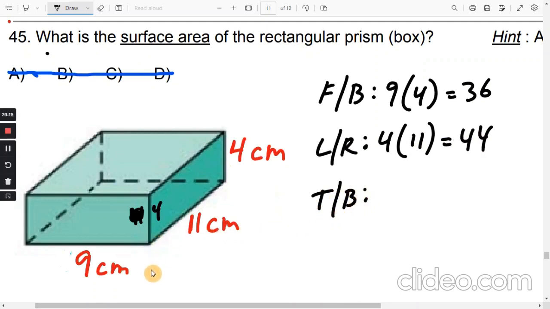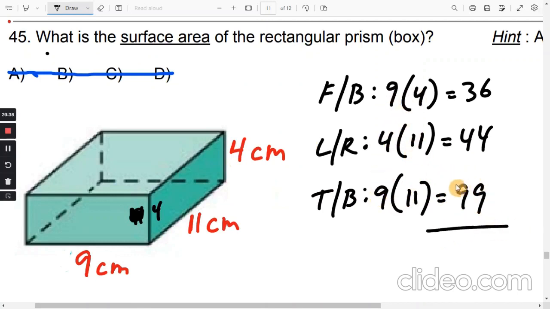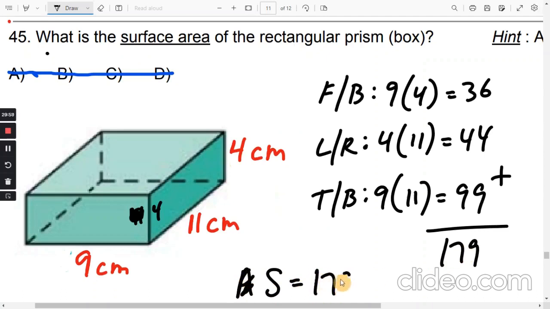And for the top, bottom, let's see. The bottom is right here. That's 9 times 11. And that's 99. Notice we used each side length twice. We used the 9 twice, we used the 4s twice, and we used the 11s twice. Okay, so just add these up. I'll use the calculator. Actually, let me see. This is 80 plus 99, that's 179. Now, don't forget, each face has a twin. So the total area, or should I say surface area, is going to be 179 times 2.